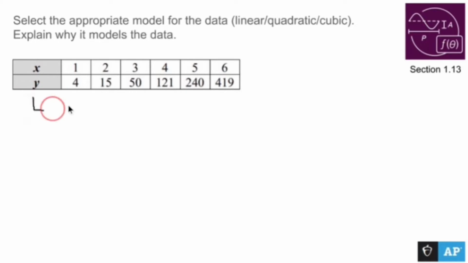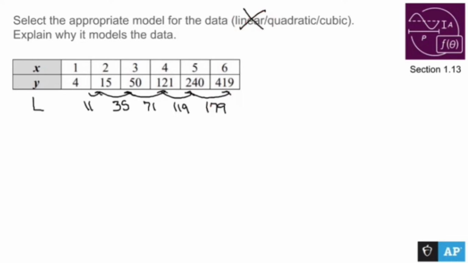So if something's going to be linear, that means to get from 4 to 15 and from 15 to 50 and from 50 to 121, these have to be the same number. Well, to get from 4 to 15, you add 11. To get from 15 to 50, you add 35, which means right off the bat, it's not linear. This one has you adding 71. This one has you adding 119. And this one has you adding 179. So is it linear? Nar. Nar, as my friends from down under would say.